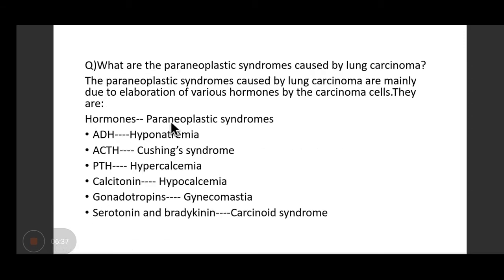Okay. So this I've taken from the table in Robbins only, the various hormones and the paraneoplastic syndromes associated with lung carcinoma. So with ADH, hyponatremia. With ACTH, Cushing's syndrome will be there. With PTH, hypercalcemia. With calcitonin, hypocalcemia. If there is gonadotropin production, gynecomastia can be there. And with serotonin and bradykinins, carcinoid syndromes could be there. All right, this you have to memorize, it's important.